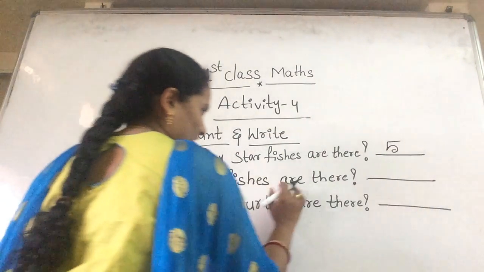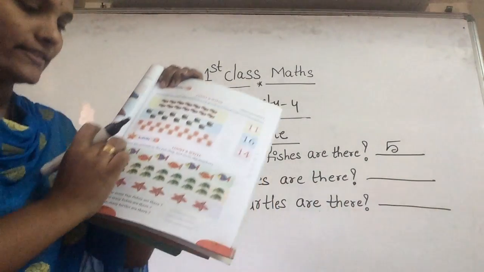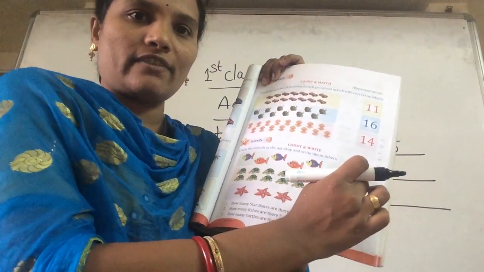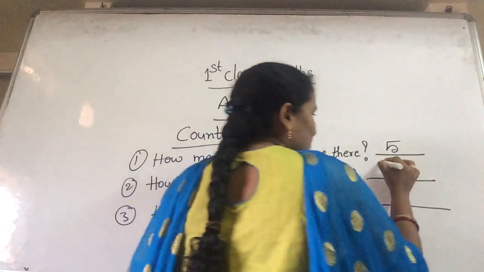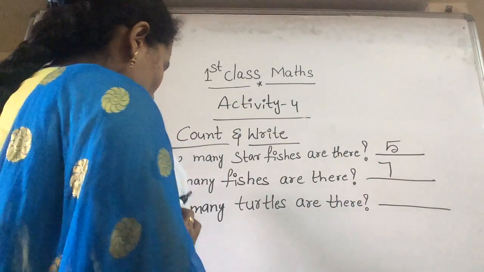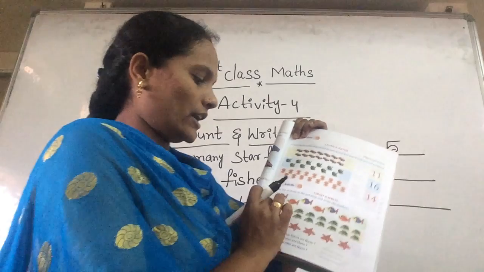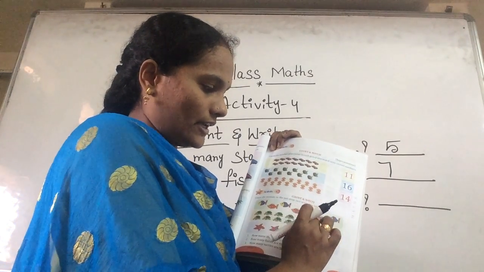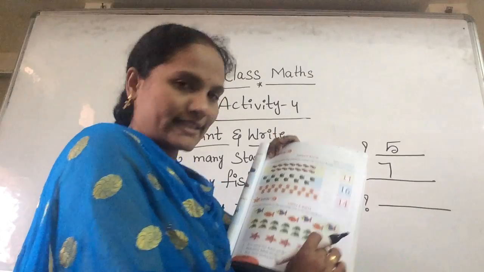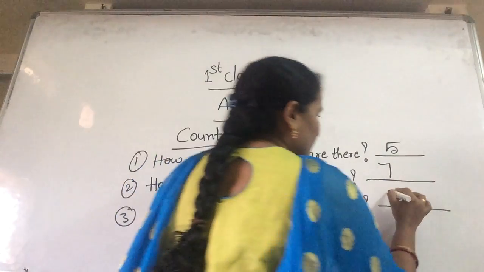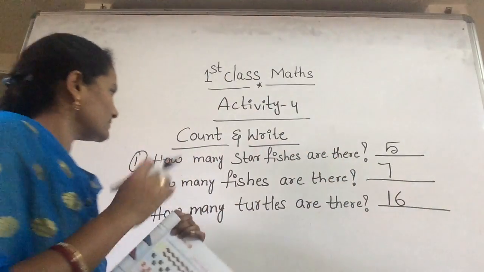How many fishes are there? Count the fishes. 1, 2, 3, 4, 5, 6, 7. You should write here 7. Okay, children. Now next, how many turtles are there? Count it. 1 up to 16. 16 is there. Now you should write here 16.